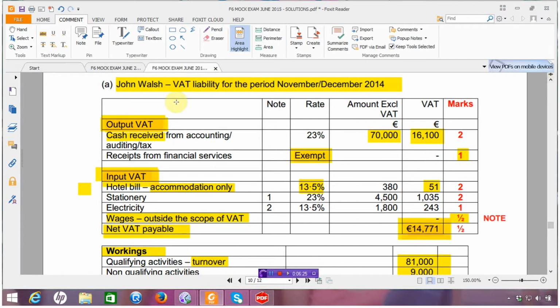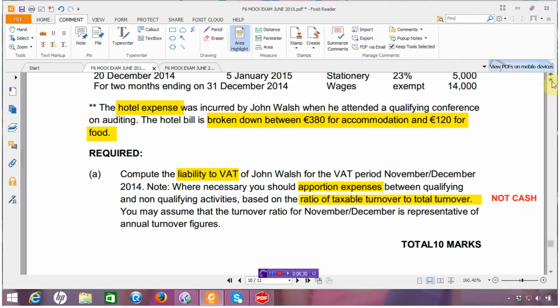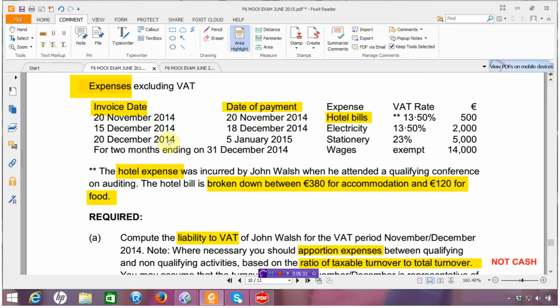Just one other point, going back to this issue of the dates, back to the question for a moment, you'll see that in relation to the electricity, we have an invoice date of 15th of December, and a date of payment within the period of 18th of December. So that looks okay. In other words, the invoice date and the date of payment are in time. But you'll note that within the stationery, they have the invoice date in time, i.e. 20th of December, and the payment outside time. In other words, the 5th of January, so after the end of the period.